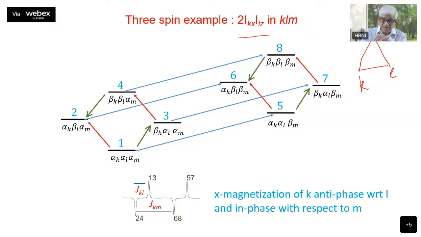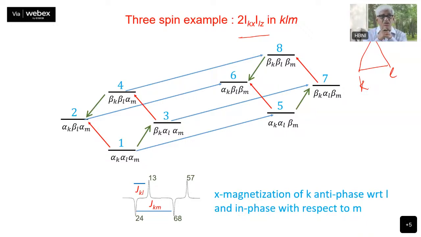Now, in this particular case, what does 2IKX ILZ represent? We said, first of all, it represents antiphase magnetization with respect to L spin. That we have seen before. Here also it represents the same. It represents the antiphase magnetization of K spin, antiphase with respect to L. Therefore, if I consider the transitions 1, 3, 2, 4 are here, 1, 3 and 2, 4.